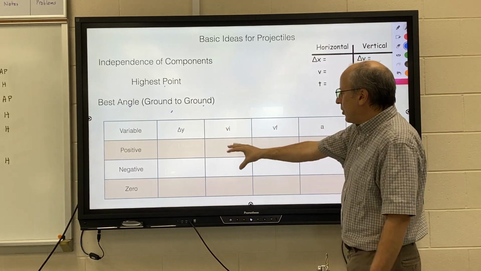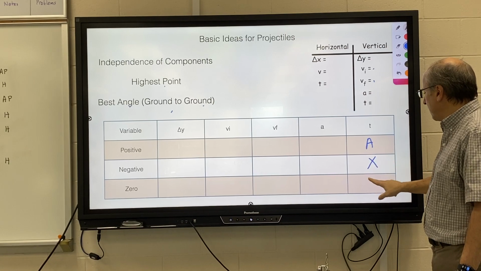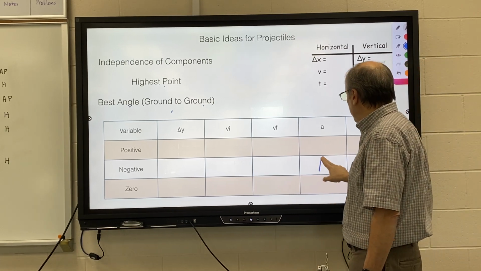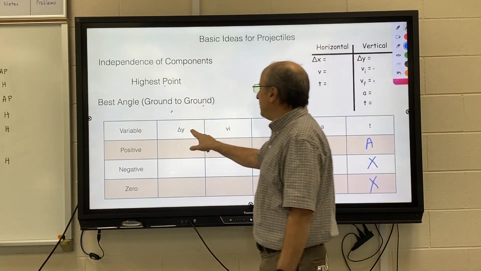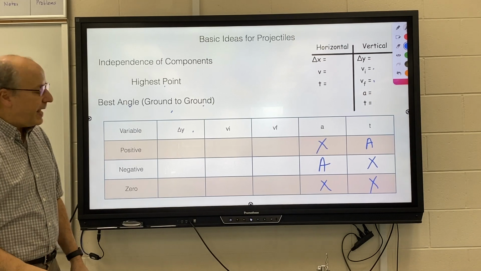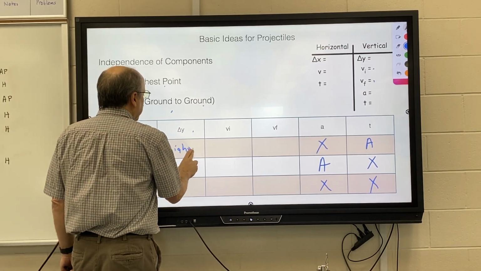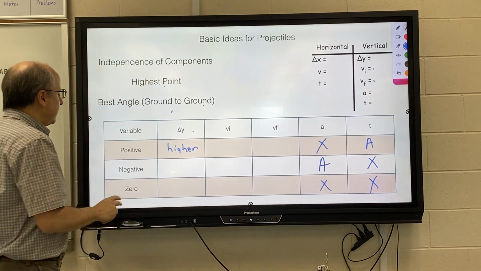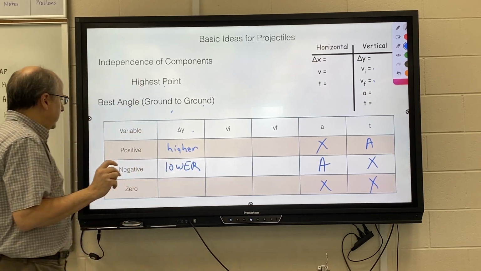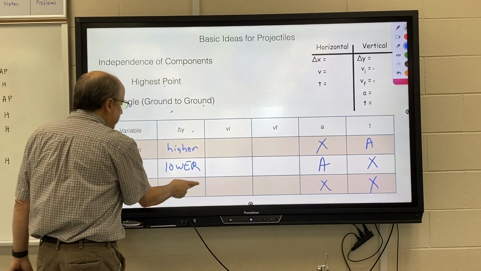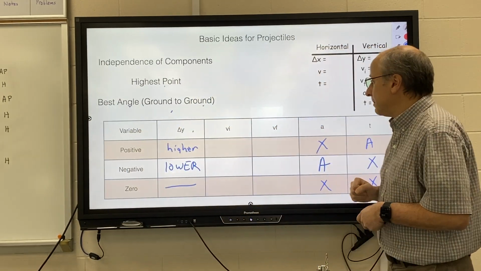We already created this chart, but just to review it, time will always be positive. The acceleration will always be negative. Your delta Y is based on where you start and where you end. So if you end higher, make sure you make your delta Y positive. If you end lower, make sure you have your delta Y negative. And if you end at the same height that you started, make your delta Y 0.